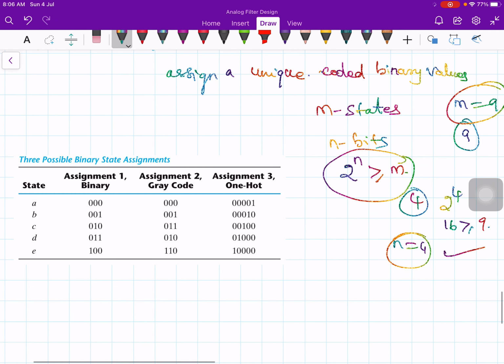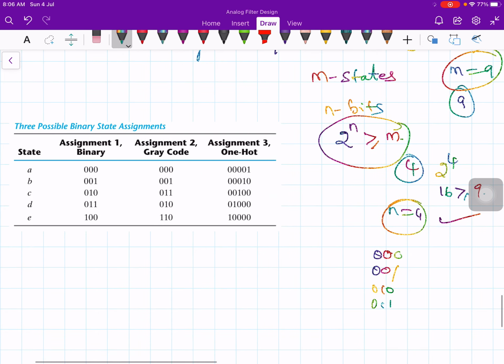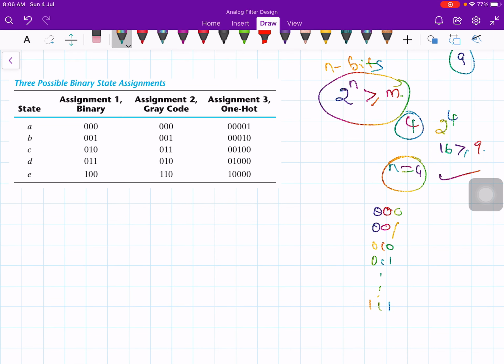Okay. For example, if I have 3 bits, then we have 8 combinations. It starts from 0 0 0, 0 0 1, 0 1 0, 0 1 1, and you go all the way up to 1 1 1, 3 ones. Okay, so with 3 bits we have 8 combinations. Therefore, with 3 bits it is possible to assign codes to 8 states. Here m is 8 and n is 3.